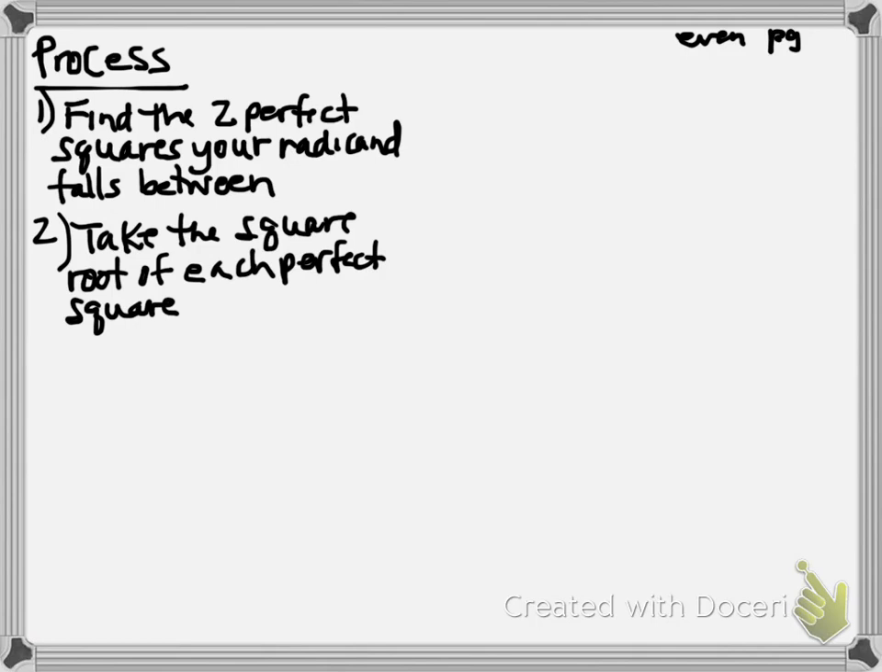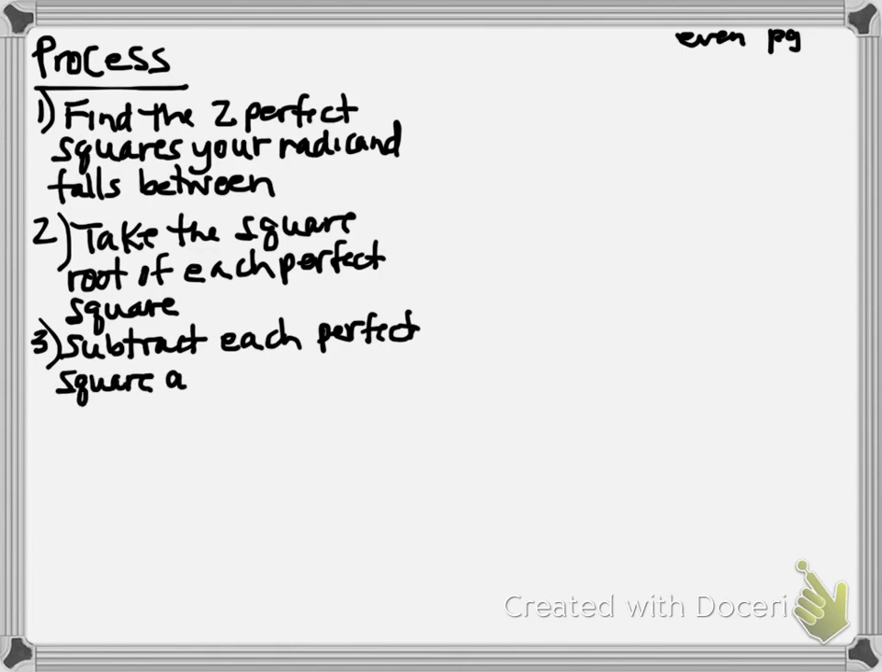Take the square root of each perfect square. Once we did that, then we needed to figure out which perfect square was closer to our radicand to figure out which square root is closer to our answer. So we use division or subtraction for that. So we're going to subtract each perfect square and the radicand.